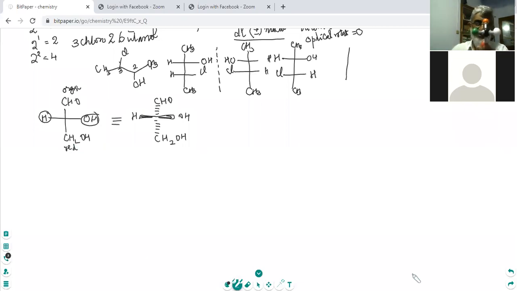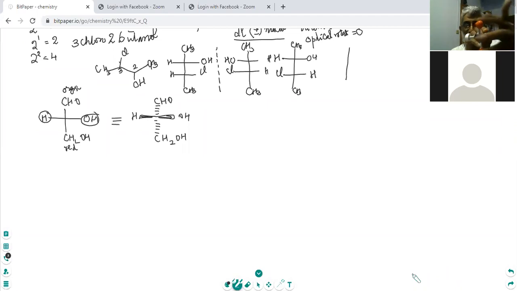Now see, this is pointing away from you. This also is pointing away from you. See the way I'm holding it. These two are horizontal. These two, the red and the other, are vertical. So when you draw the Fischer projection, if you have the real molecule in your hand, you should hold it like this. You should not hold like this. That is the meaning.